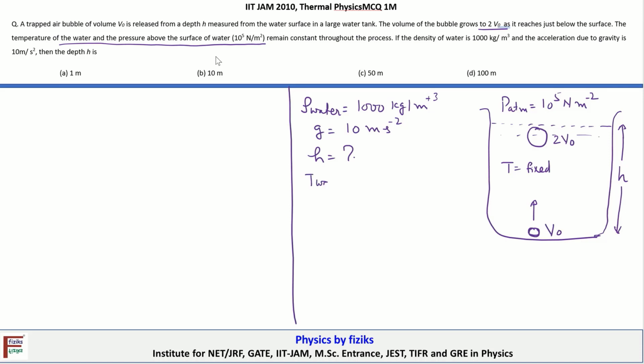And T water is also given. T water is constant throughout the process. So that means it's an isothermal type situation, isothermal.